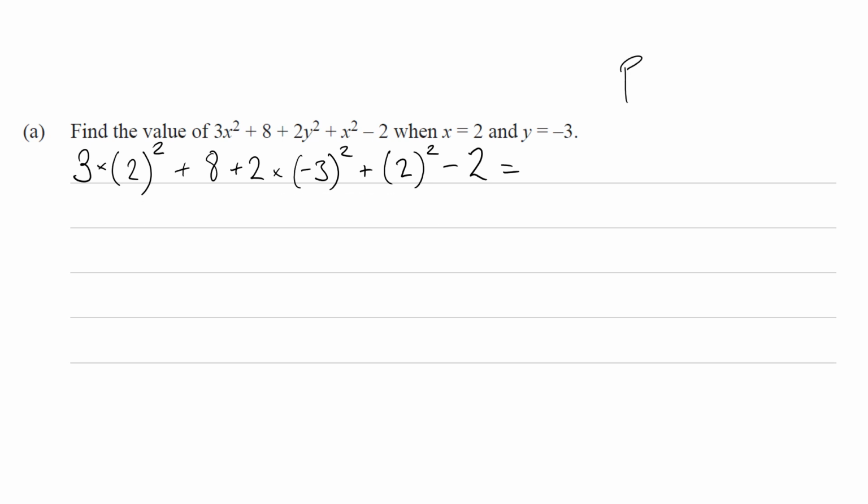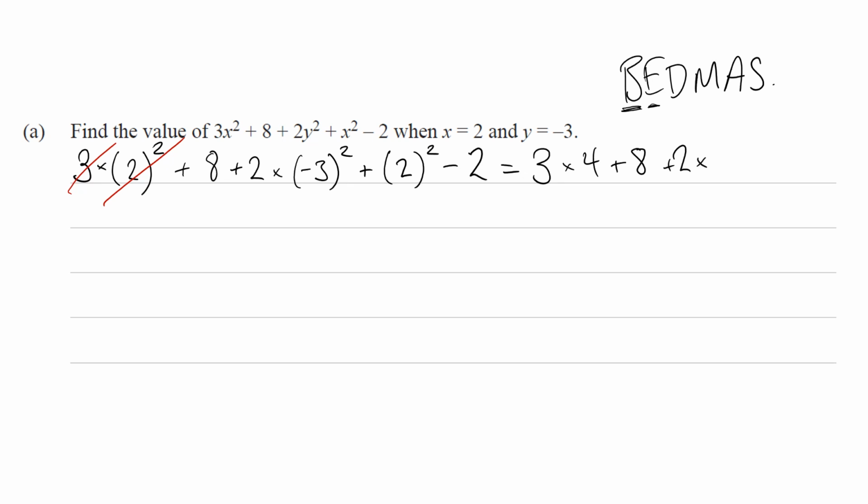Now following BEDMAS, I'm going to go through and double check all of this stuff. So brackets, well, my brackets don't really do anything here, so I don't have to worry about my brackets. My exponents. I can go through and start copying over the things that I'm not changing and putting in the things that I am. So 2 squared is obviously 4. 2 times 2 is 4. So I have successfully done this. Plus 8 plus 2 times negative 3 times negative 3.